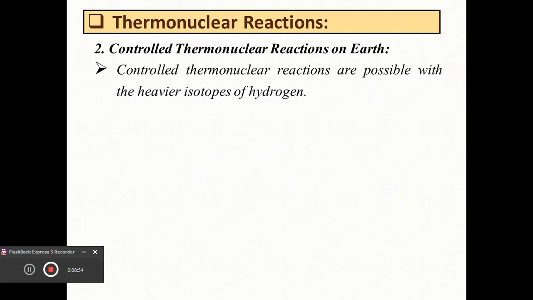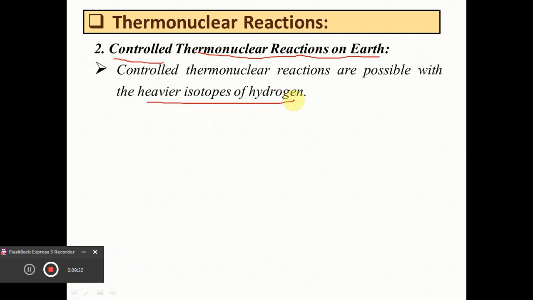Another example of thermonuclear reactions is the controlled thermonuclear reaction that takes place on the earth, and these reactions are possible with the heavier isotopes of hydrogen. Isotopes means the elements or nuclei which have the same atomic number but different mass number, and if the mass number is greater, these are called the heavier isotopes of hydrogen.